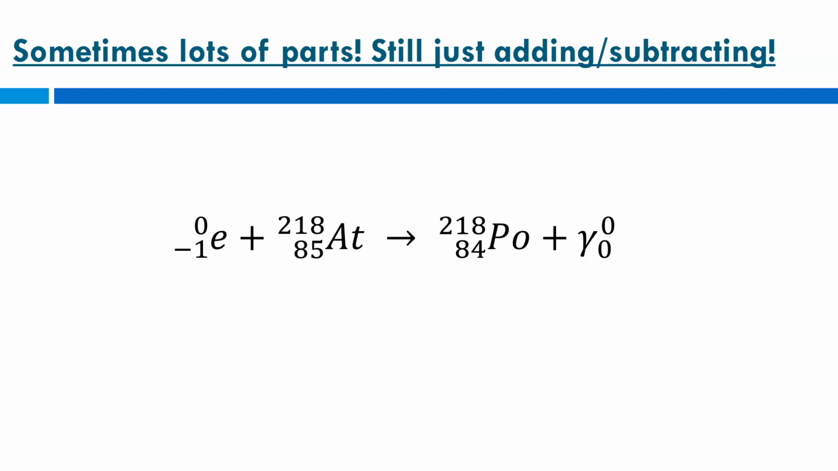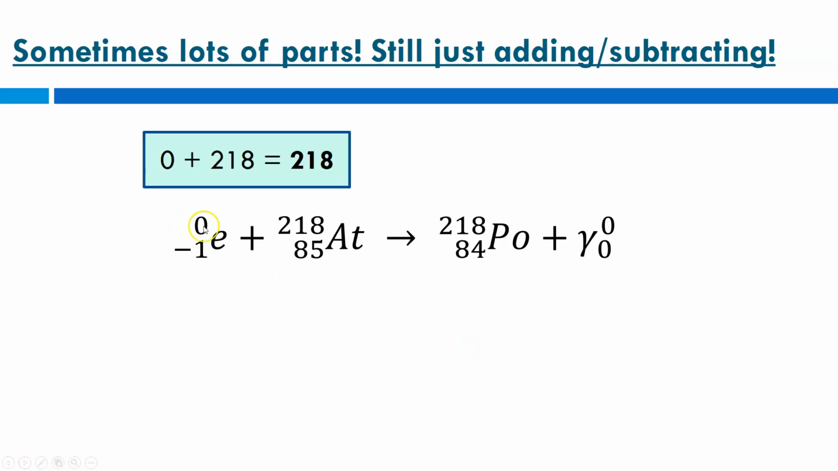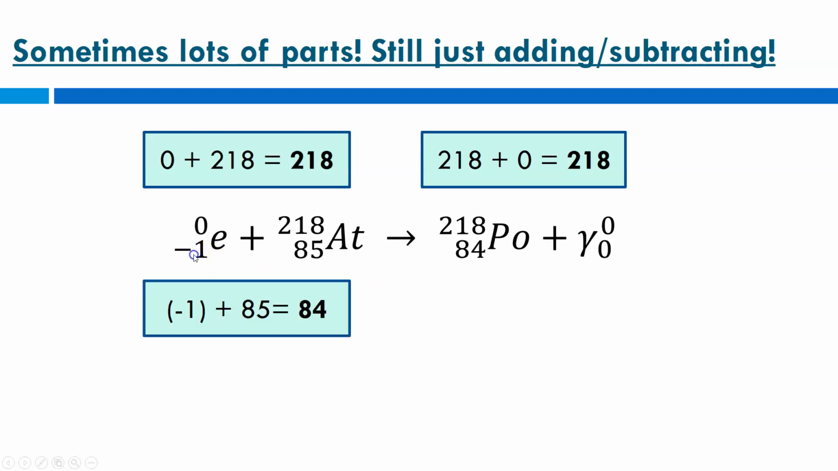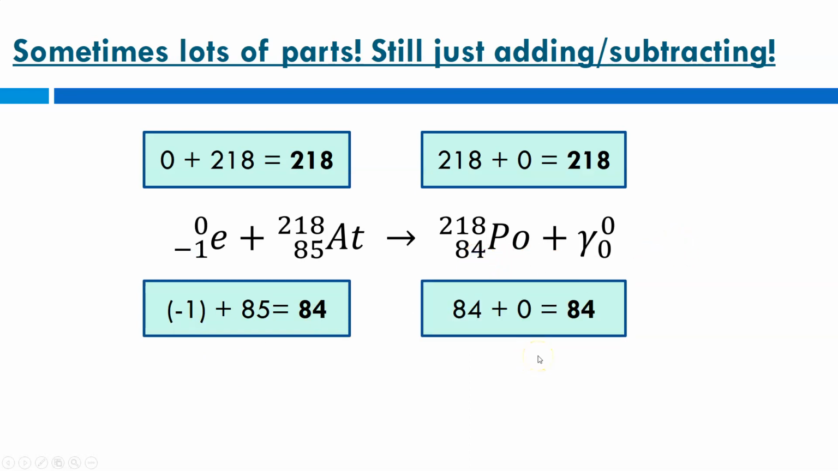All right, so 0 plus 218 should equal 218. Now look at this side. 218 plus 0 is 218, so those both match. On the bottom, negative 1 plus 85 will be an 84. And on this side, 84 and 0 is 84, so those match perfectly.